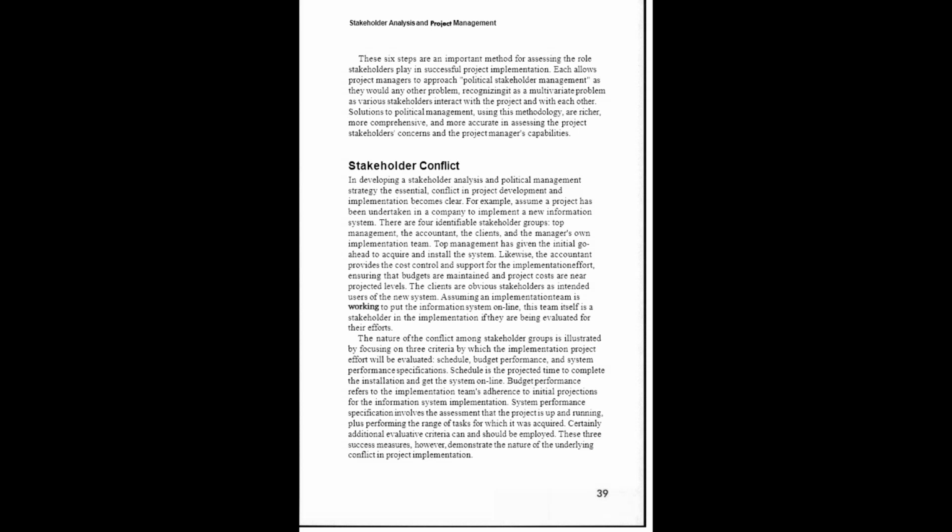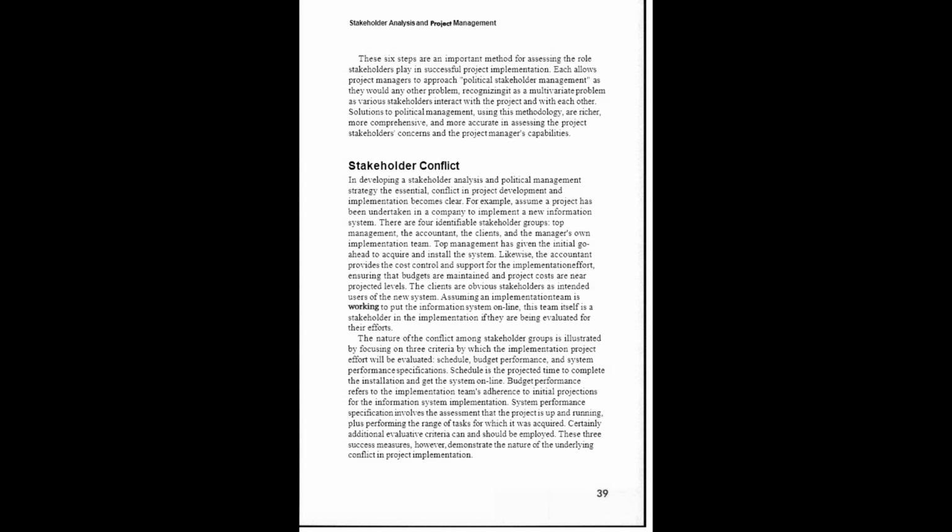The next main heading is stakeholder conflict. In developing a stakeholder analysis and political management strategy, the essential conflict in project development and implementation becomes clear. For example, assume a project is undertaken in a company to implement a new information system. There are 4 identifiable stakeholder groups: top management, accountant, the client, and the manager's own implementation team.